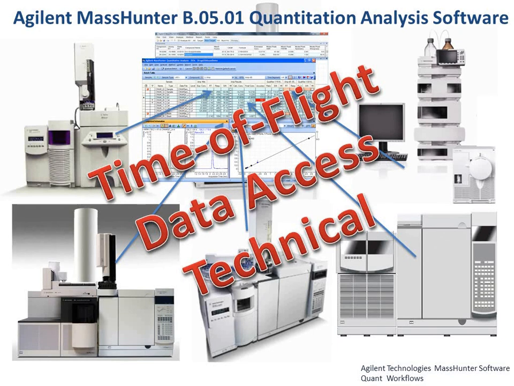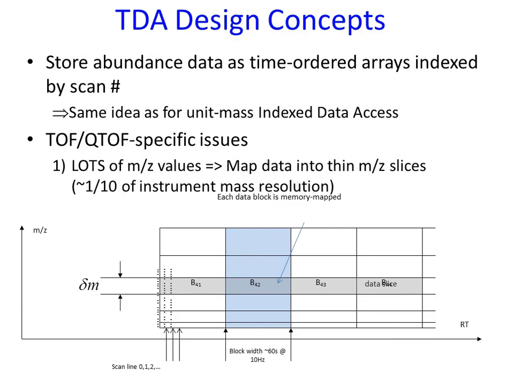Let's take a quick look at the time-of-flight data access from a technical point of view. So, the TDA design concept, given to me in these slides from Vadim, stores the abundance data as time-ordered arrays that are indexed by scan number. This is the same idea that was used to speed up unit mass in the indexed data access layer.